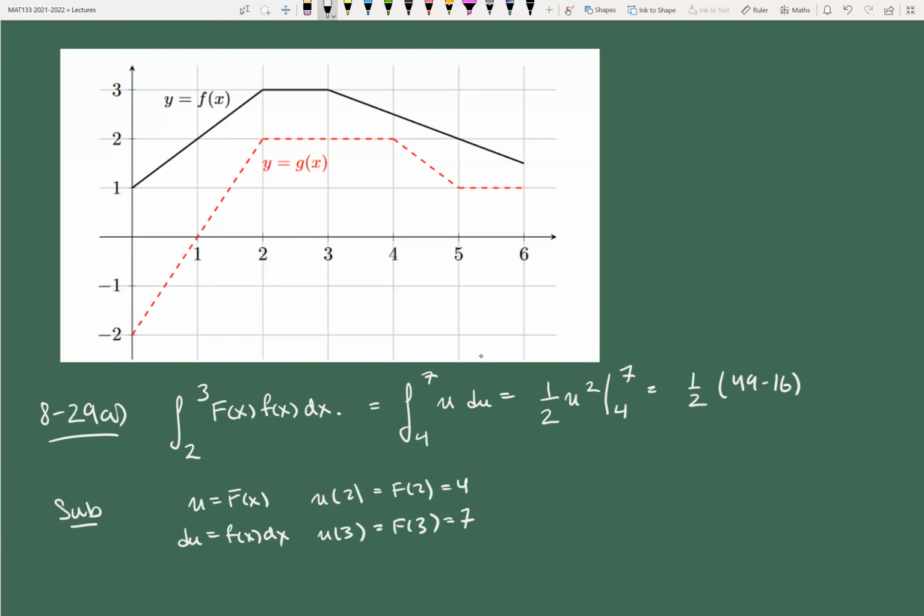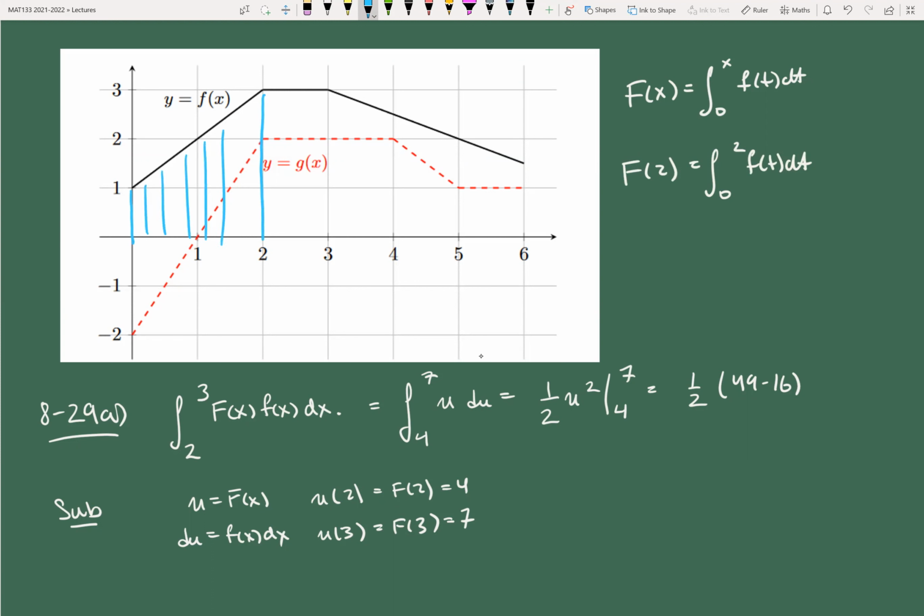Sure, so what is F of 2? The definition, F of x is the integral from 0 to x of f of t dt. So F of 2 is the integral from 0 to 2 of f of t dt. We look at the graph. Here's 2. So F of 2 is this area, and I just counted the number of squares.